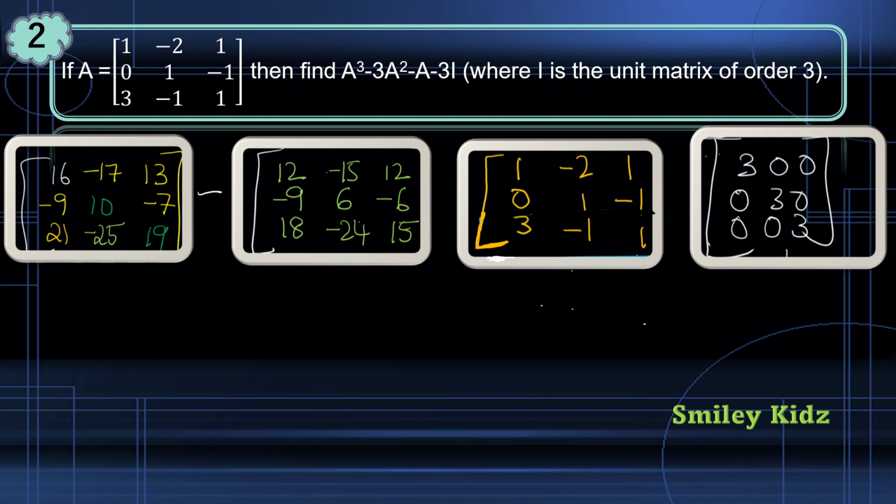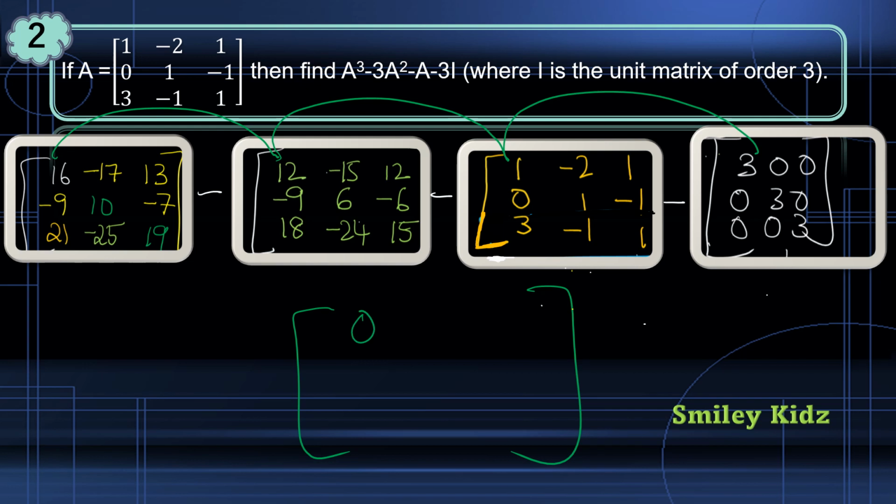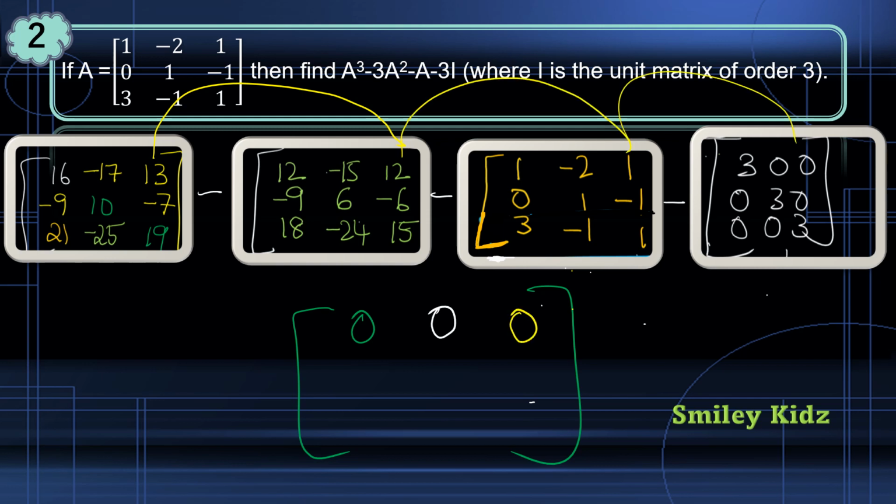Now let's simply subtract all of them. Now 16 minus 12 is 4, 4 minus 1 is 3, 3 minus 3 is 0. We are having 0 first. Then minus 17 minus of minus 15 will be minus 2. Minus 2 minus of minus 2 will be 0, isn't it? Then 0 minus 0 is 0 again. Then 13 minus 12 is 1. 1 minus 1 is 0. 0 minus 0 is 0.